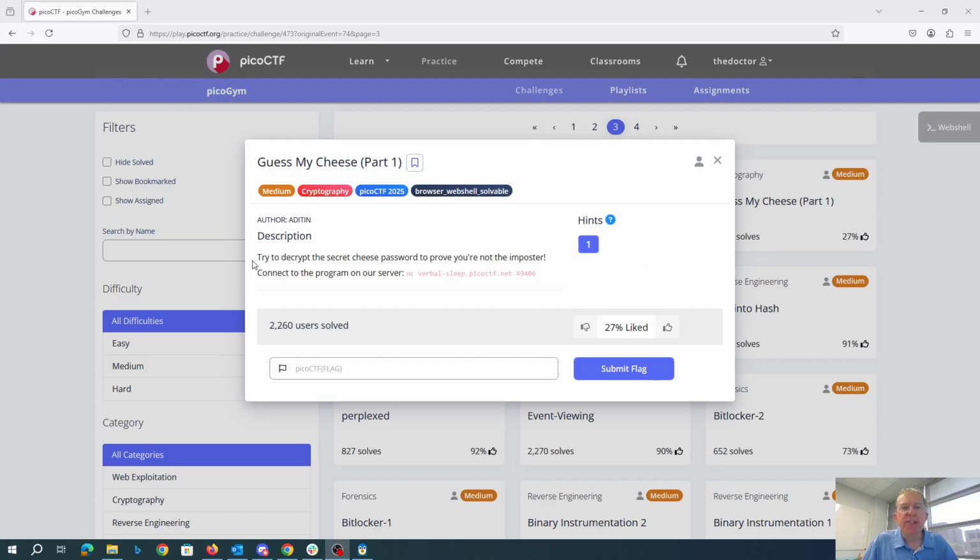Guess my cheese. Try to decrypt the secret cheese password to prove you're not the imposter. Connect to the program on our server. Remember the cipher we devised together, Squeaksy? One that incorporates your affinity for linear equations. Go ahead and connect to this.